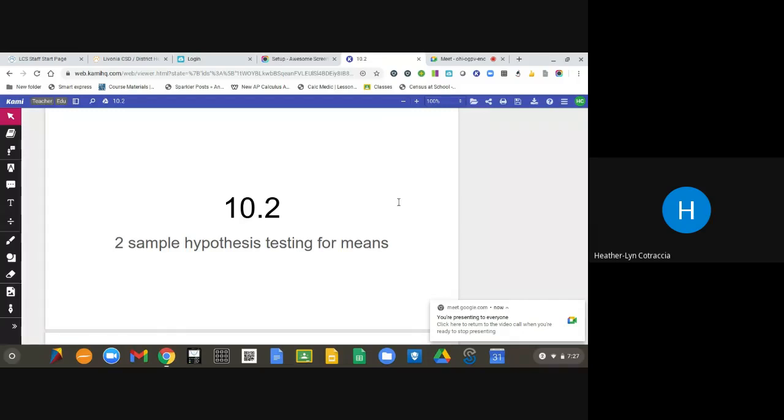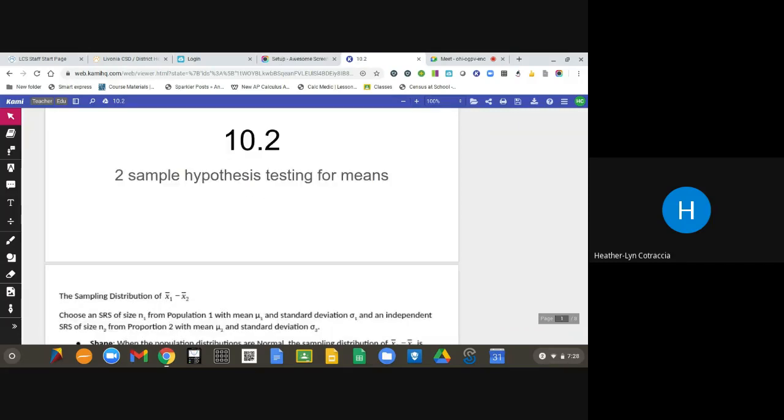Hi everyone. Okay, so 10.2. 10.2 is going to be a repeat. It's going to sound so familiar of 10.1. The only thing that changes is really the formulas. And again, everything is in your reference paper. So let's go ahead and get started.